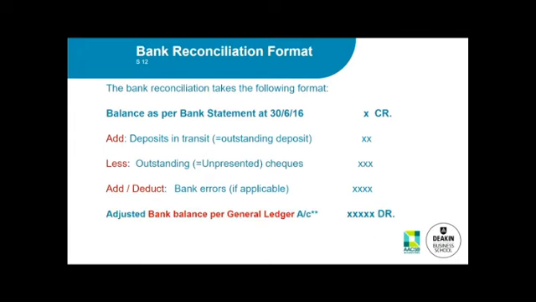And that will give us, and that's very important, the adjusted bank balance according to our general ledger account, right? So, in other words, that's how much money we're supposed to have in our cash at bank ledger account. Once we get this, plus this, minus this, add or remove any errors, this is what we get, and this is how much money we should have in our cash at bank ledger account at the end of a period.